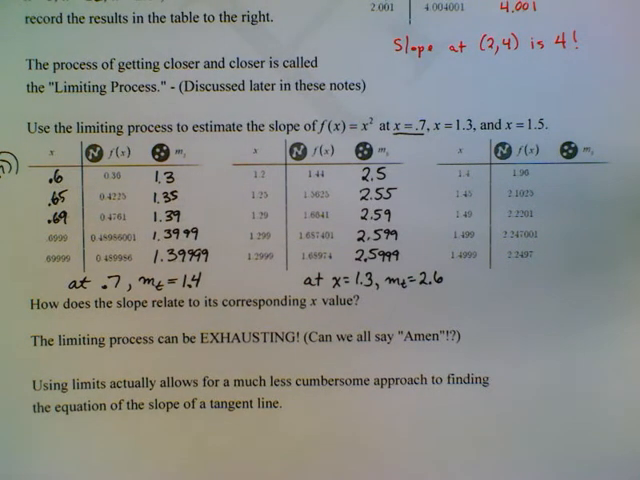So for the second table, this is what I recorded. Using the same logic as the last table, I have 2.5 and it gets all the way close to 2.5999. So I'm estimating that the tangent slope is probably 2.6 when the x value is 1.3. So again, take another minute and fill in that next table if you haven't done so already.